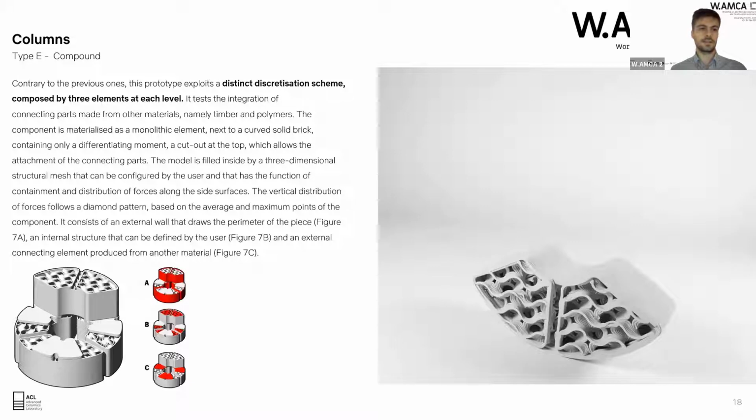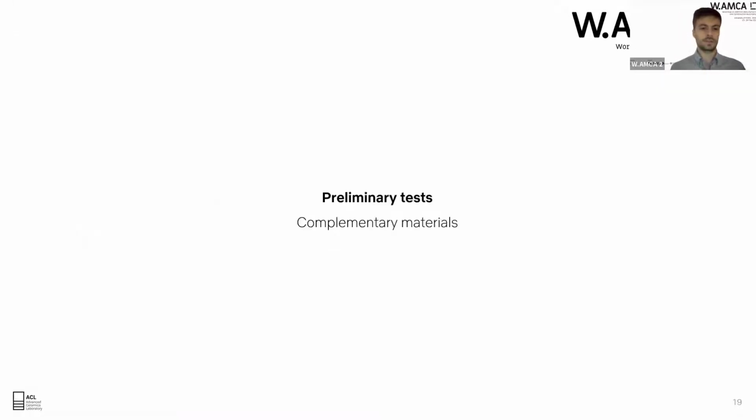And this is the final type, which studies a different discretization method with three components on each level, and wood pieces connecting those. As you can see, I don't have the mouse here. Okay. Those red pieces in image C right there are made out of wood to connect all the components.